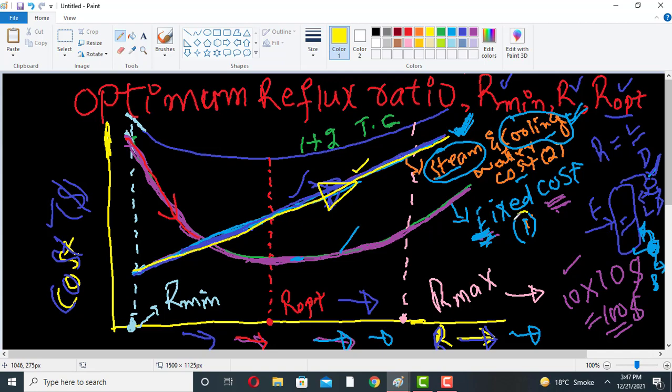Now when we combine the fixed cost and the cost of the cooling water and steam, we get another curve, which is called curve number 3. It is obtained from curve number 1 and curve number 2. This is curve number 3, the one right on top of the blue line.